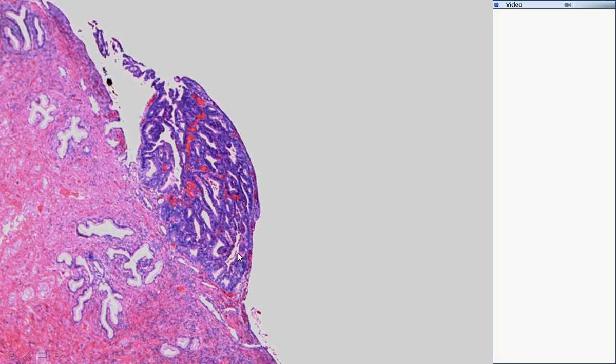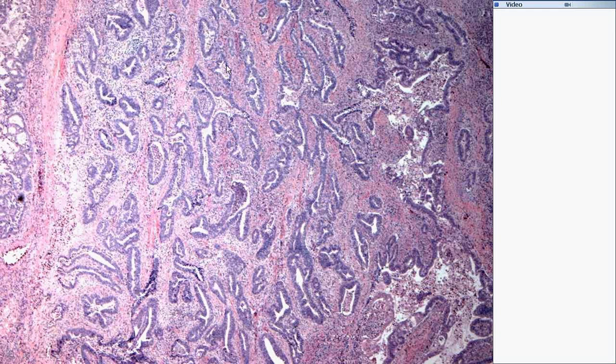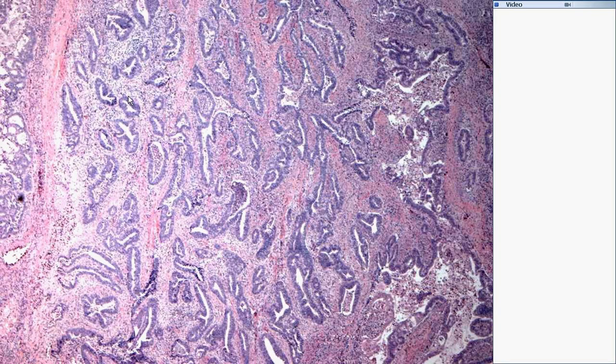So something like this, we can safely say, don't worry, be happy. This is no more stage 2 anymore. What is important is to recognize this kind of pattern where you see a stromal response deep or within, obviously, in the substance of the cervix, and overlying epithelium showing normal endocervical stroma. So if you see this, and below that you see this, this would be a true involvement of the cervix.